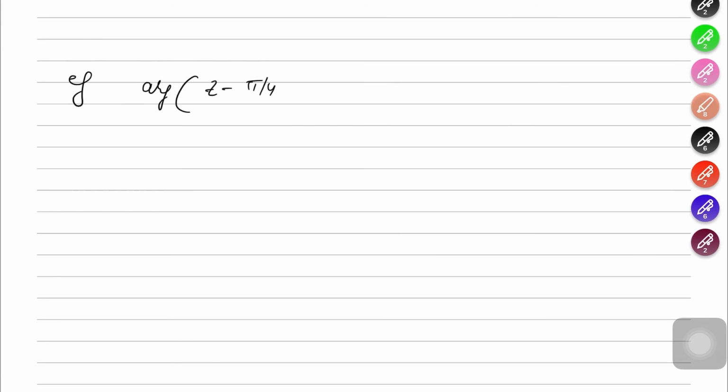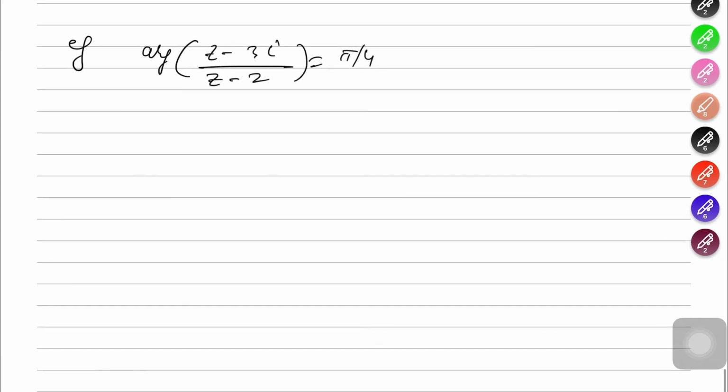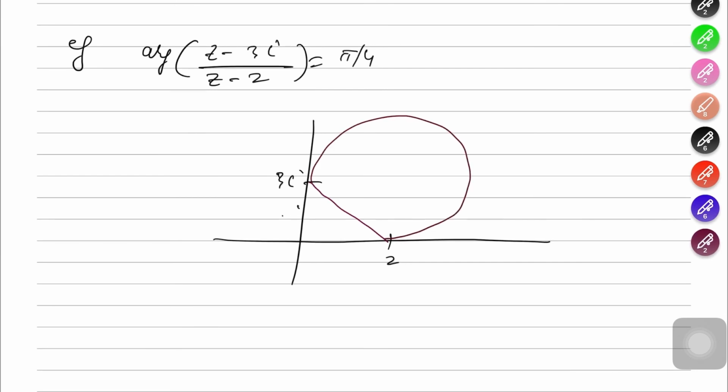Take for example, argument of (z minus 3i) upon (z minus 2) is equal to, let's say, pi by 4. Okay, so they represent the arc. So let's say 2 is somewhere here, 3i is somewhere here. So they represent the arc. Now obviously they represent the major arc. So there are two possibilities, either it is this arc or it is this arc. How do we decide which arc is possible?